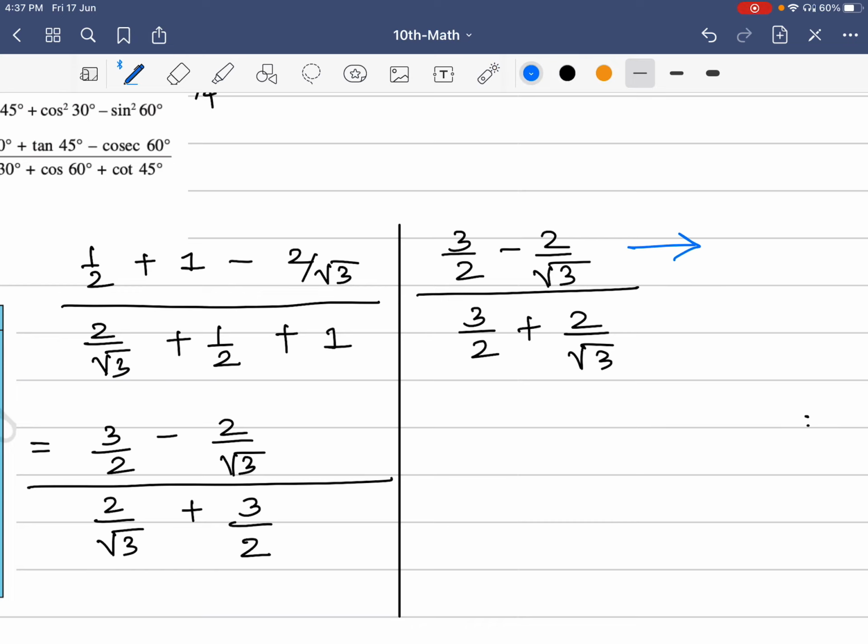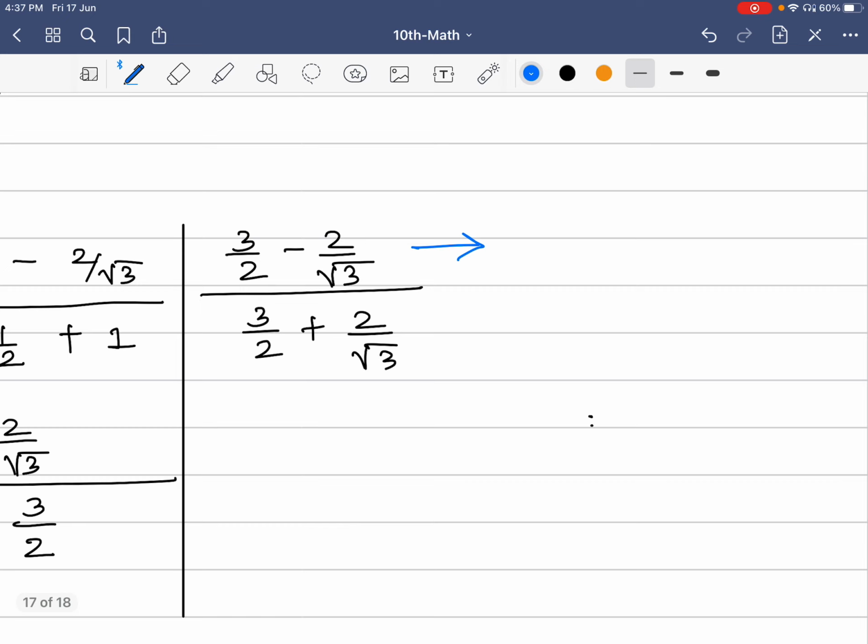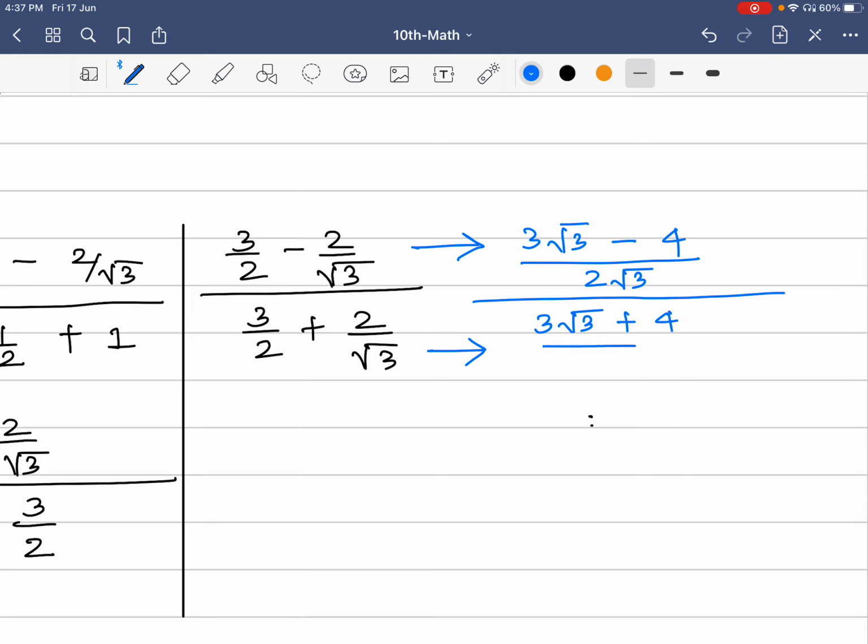This numerator part is going to be equal to 3 into root 3 minus 2 into 2, the whole divided by 2 root 3, and this is the whole fraction, and this is our denominator now. Again 3 root 3 plus 4, and the whole divided by 2 root 3. Now this 2 root 3 and this 2 root 3 will cancel each other, so I'm just going to cancel them. Thus this is equal to 3 root 3 minus 4 the whole divided by 3 root 3 plus 4.